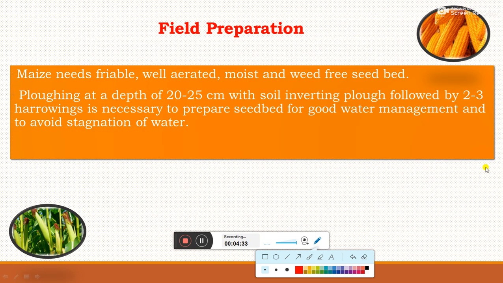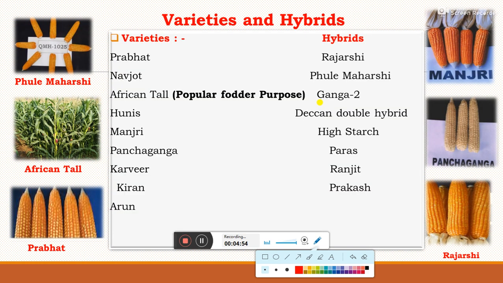And next one, the field preparation. As maize needs a friable, well aerated, moist and weed-free seed bed, it needs one plowing at a depth of 20 to 25 centimeters with a soil inverting plow, followed by 2 to 3 harrowing operations, which is necessary to prepare the seed bed for good water management and to avoid stagnation of water. And the next one, we can see the varieties and hybrids of maize. There are different types of hybrids and varieties.